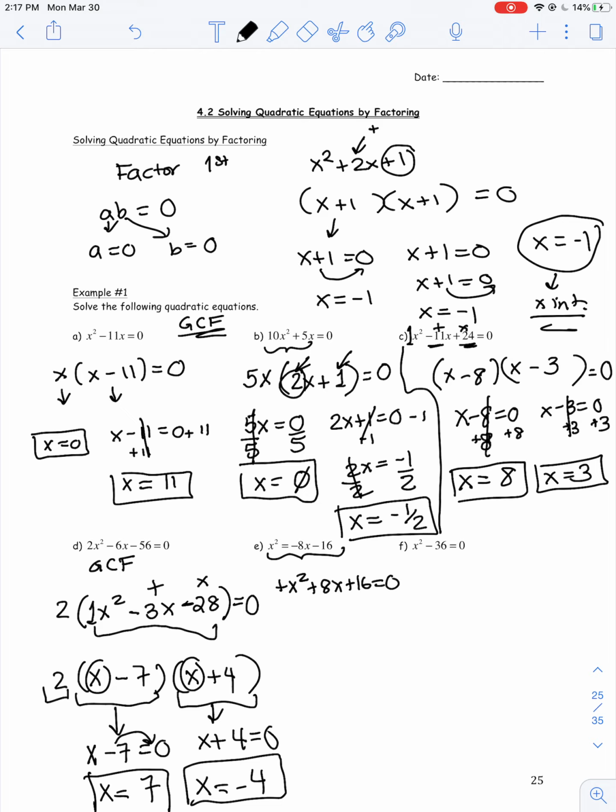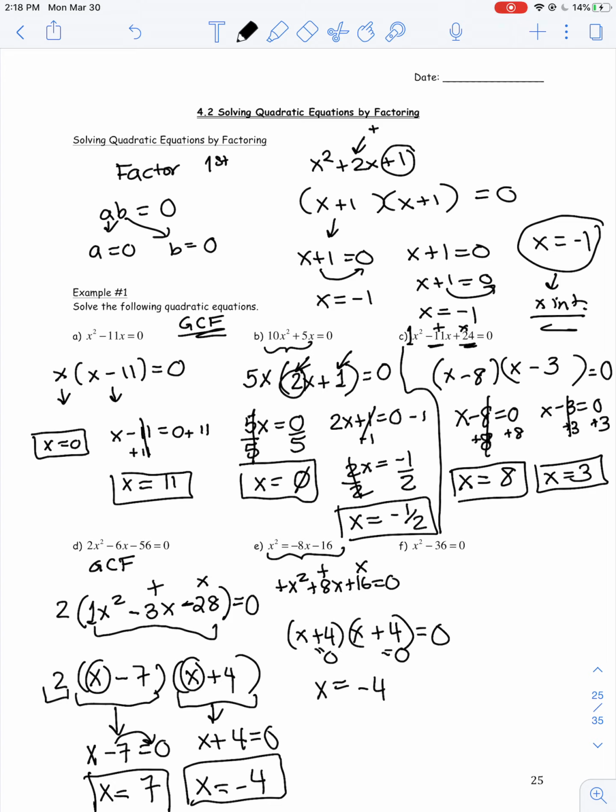Whenever they give you something like this, you need to move it all to one side. Okay, so I moved over the negative 8x and the positive 16, because ideally you always want x squared being positive. So again, this is the shortcut. I'm taking two brackets. x times x gives me x squared. You have to find the two numbers that multiply to 16 and add up to 8. So that would be 4 and 4.